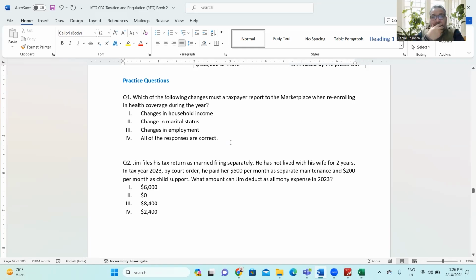So, which of the following changes must a taxpayer report to the marketplace when re-enrolling in health coverage during the year? First is change in household income. Second is change in marital status. Third is change in employment. All the responses are correct. So, which option is correct?